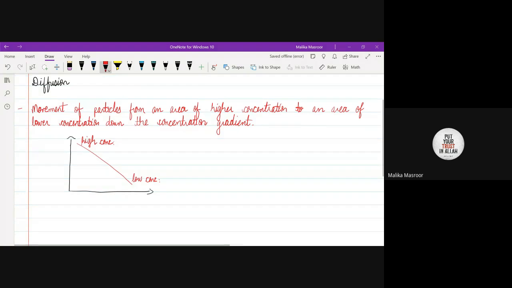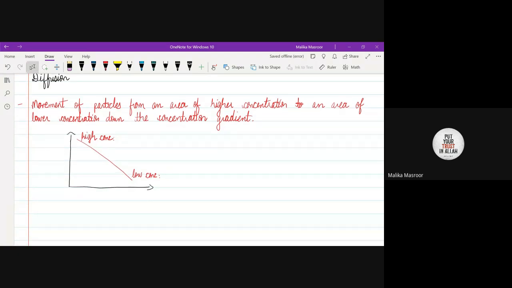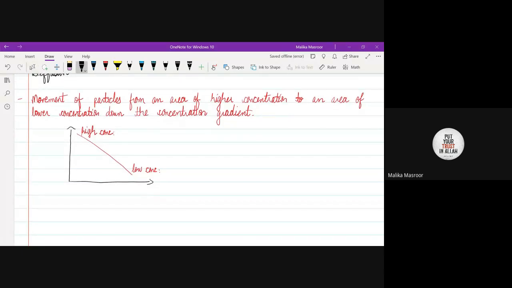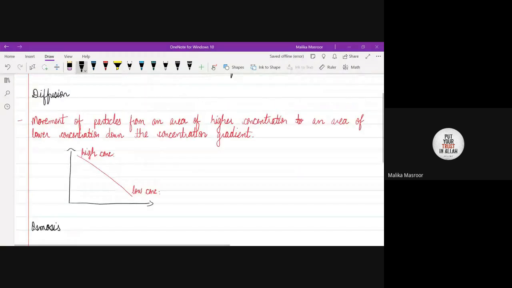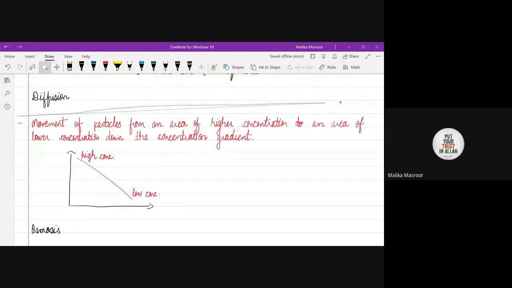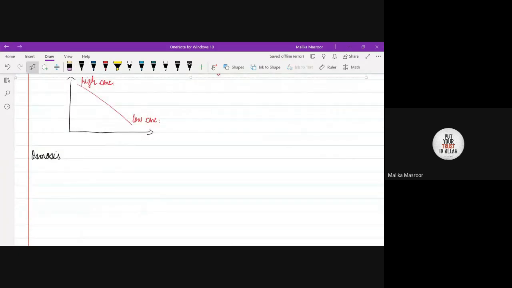Living organisms get many of the substances they need by diffusion, and they also get rid of many waste products this way, like the example of respiration I just gave. Second we have osmosis. So I will say movement of particles. Now this is water particles, obviously. They move from an area of higher water potential to an area of lower water potential. Let's see what exactly water potential is.